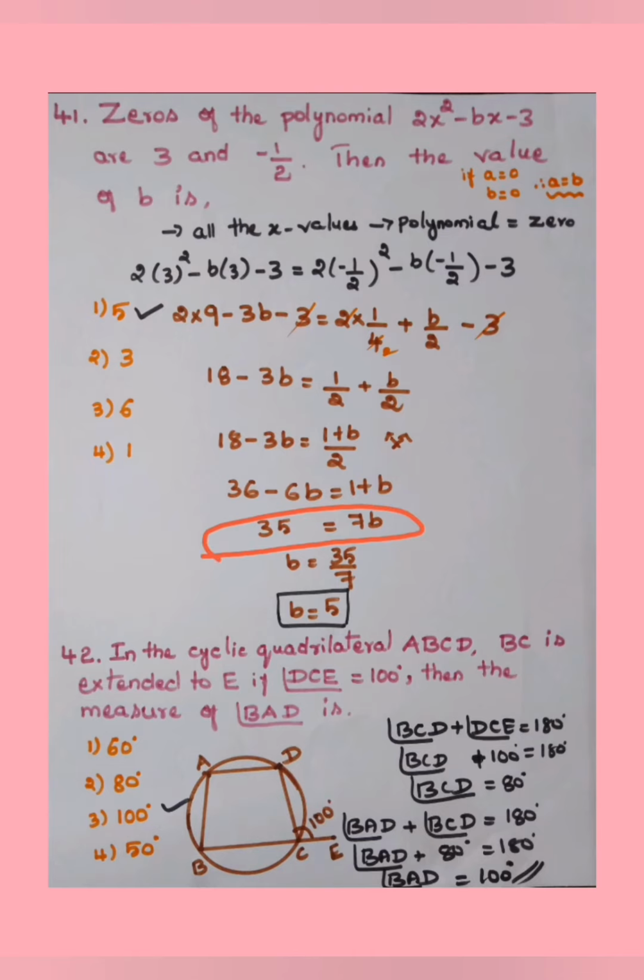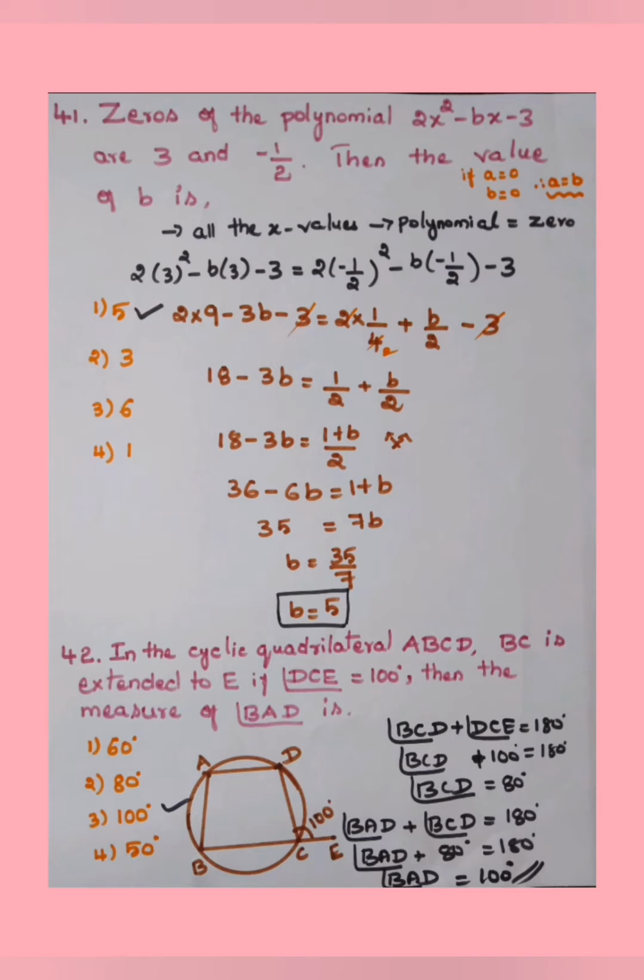You can just calculate in mind only. That is, 6b moving to the other side becomes 7b, minus 6b becomes plus 6b plus 1b, adding that, 7b. It becomes 35, 36 minus 1 gives us 35. So therefore 7b is equal to 35, b is equal to 35 by 7, hence we get the answer as 5. Okay, 5 is the answer for this.